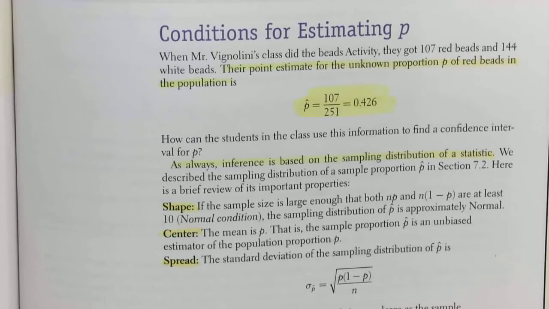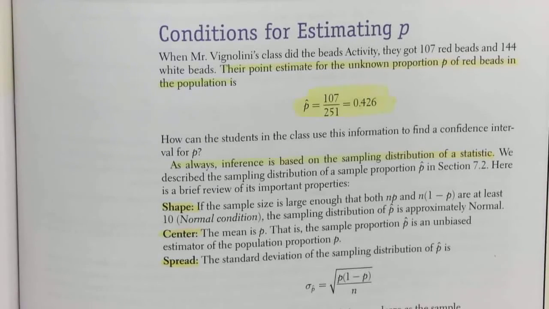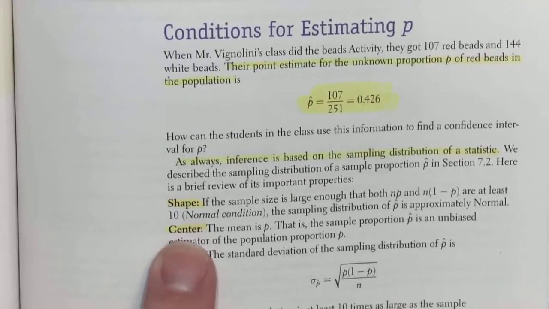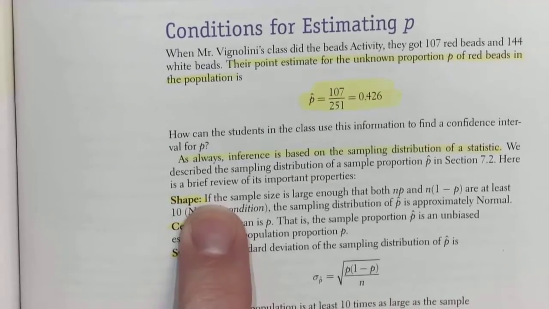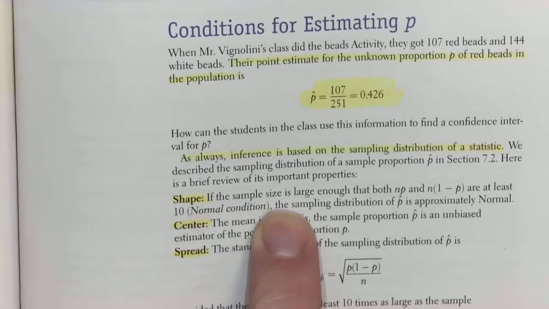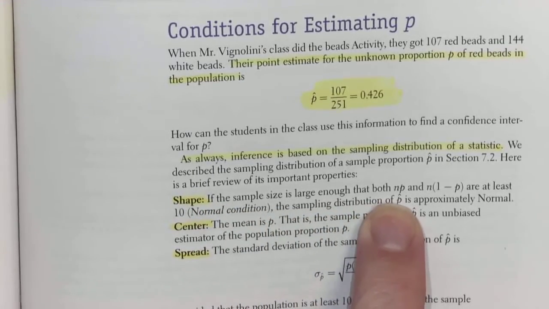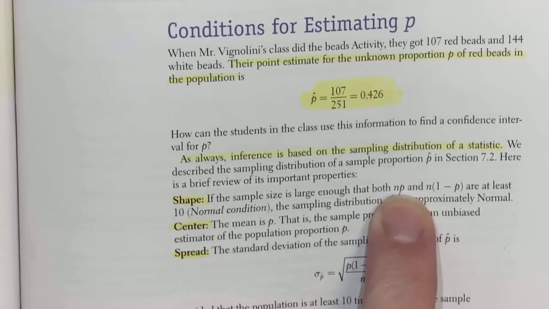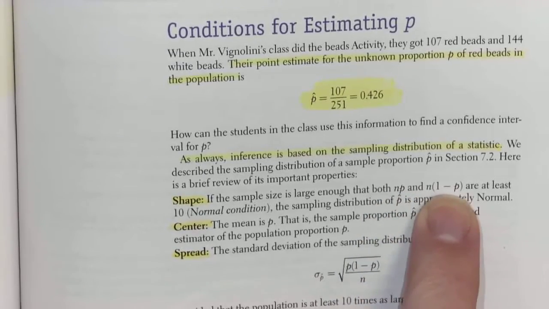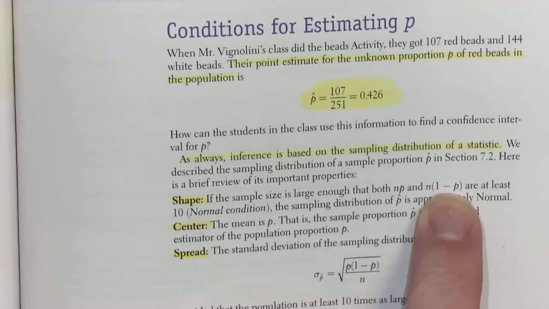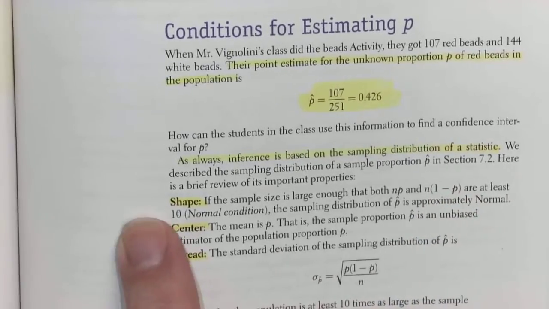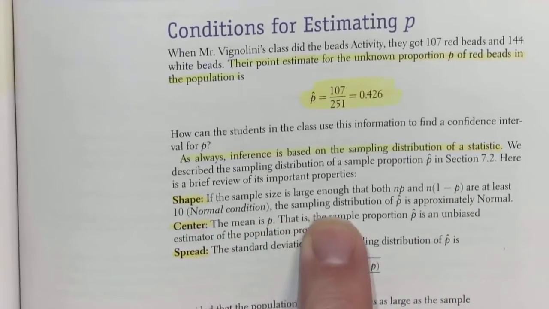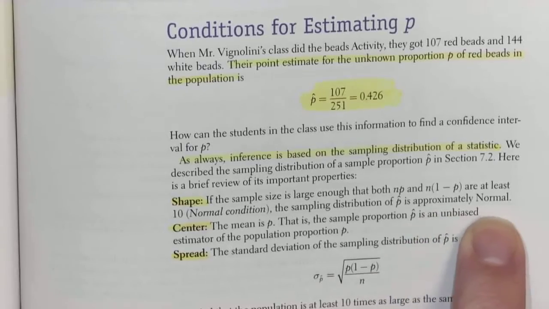If you didn't have a statistic, you wouldn't even know where to start, right? Okay, we have to remember shape, center, and spread. So shape: if the sample size is large enough that both the amount of successes and the amount of failures, so np and n times 1 minus p, are at least 10, normal condition, the sampling distribution of p hat is approximately normal.